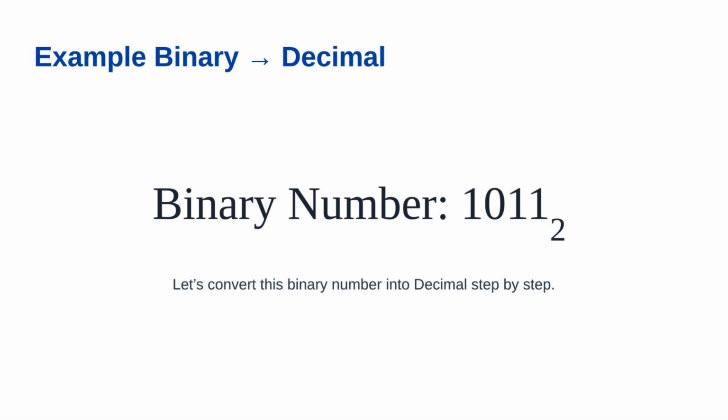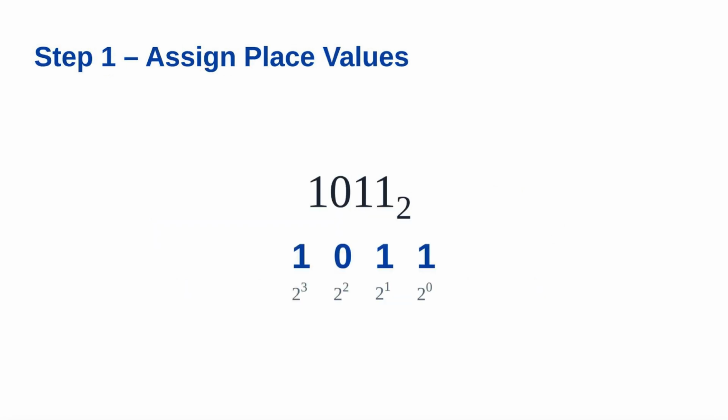Let's take a binary number, 1011 base 2, and convert it into decimal, step by step. First, we assign place values. From right to left, we write 2 to the power of 0, 2 to the power of 1, 2 to the power of 2, and 2 to the power of 3 under each digit of the binary number.